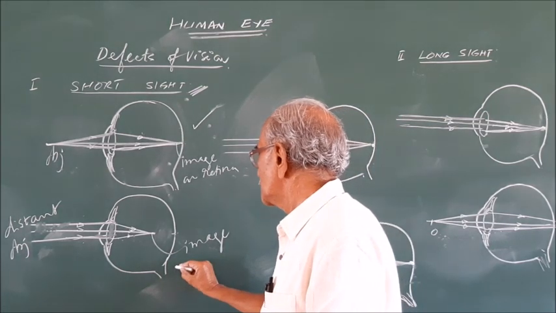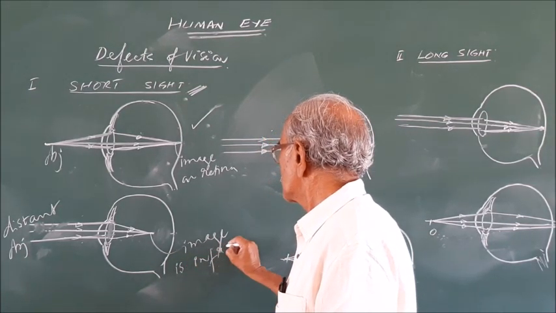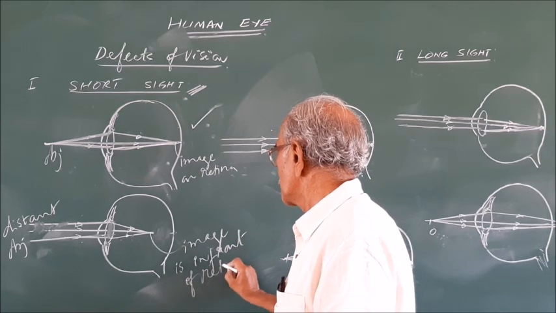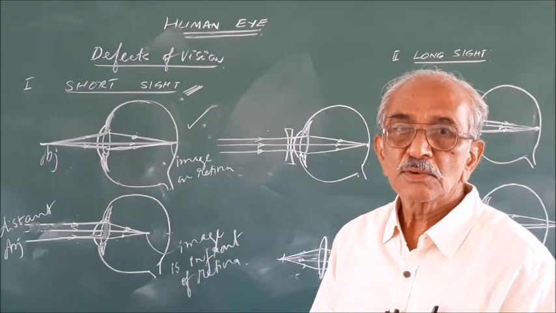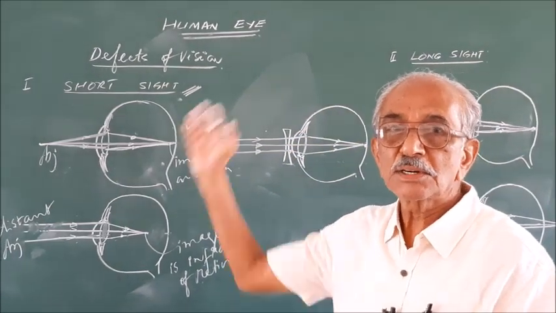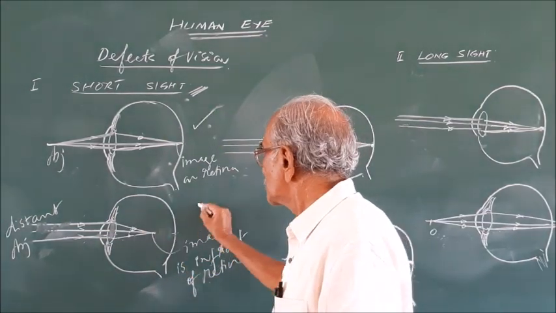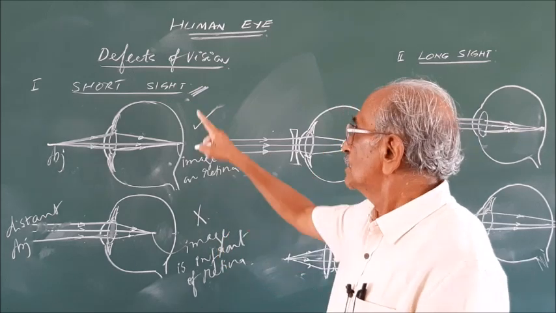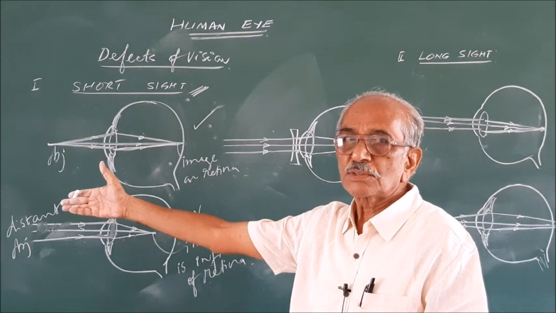So the image is in front of the retina. When we don't have light falling on the retina, the light energy is not converted into electrical signals and is not transmitted to the brain. Therefore we don't recognize this at all. Now this is the defect. So in short sight, the eye is not able to see distant objects.